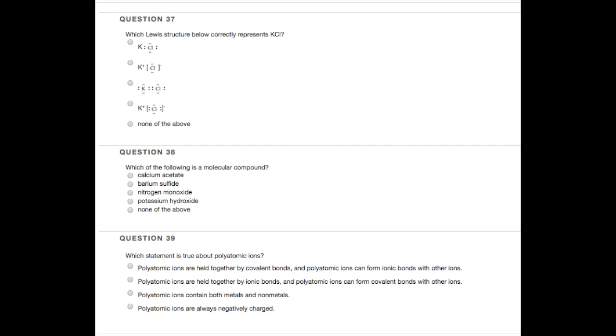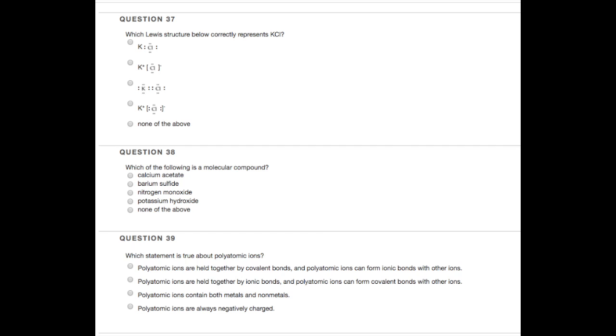And we're almost to the end here. Which statement is true about polyatomic ions? Polyatomic ions, again, we'll just read all these. Polyatomic ions are held together by covalent bonds, and polyatomic ions can form ionic bonds with other ions. So that sounds right. Let's read the others. Polyatomic ions are held together by ionic bonds, and this is not true. Polyatomic ions are made up of nonmetals, so they form covalent bonds, but they're charged, so they can form ionic bonds. So it's not going to be number two, because that's like the opposite of what is actually the fact.